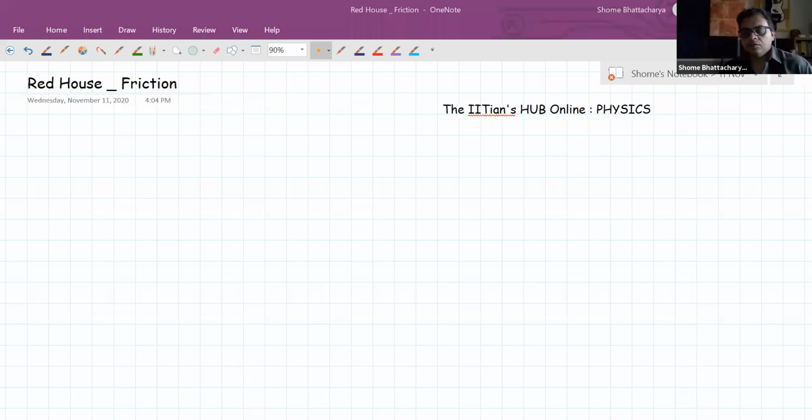Right, so we are going to begin the session today by discussing a very interesting problem in friction, which has to do with limiting friction, but we'll also have to use the concept of pseudo force a little bit, the non-inertial frame and pseudo force concept, in order to solve it.